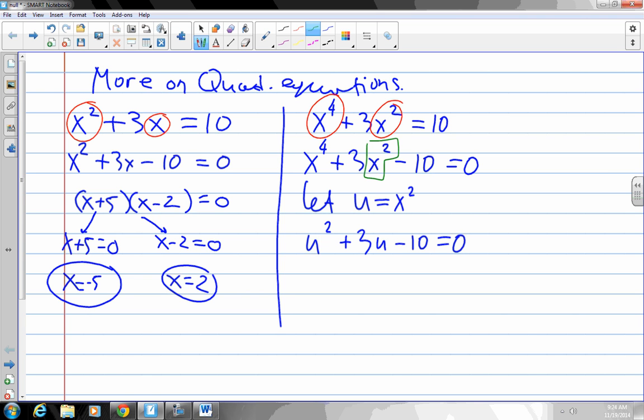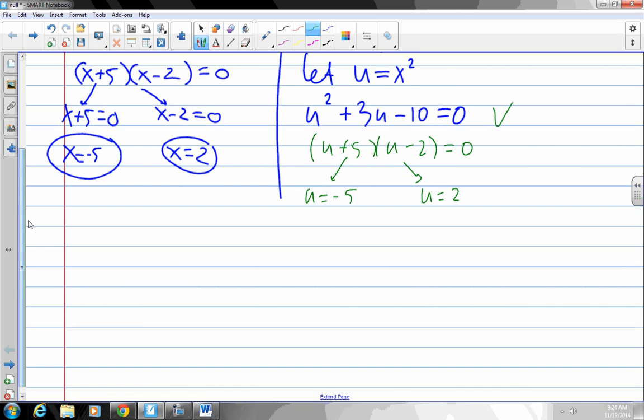So now this looks just like a traditional quadratic equation, right? This is a basic quadratic equation where u is the variable, and I know how to solve that, right? I can factor that. U plus 5, u minus 2 equals 0, and then I'll set both of those to 0. I'll get u equals negative 5, and u equals 2. So I'm solving an easier equation, right? This is a much easier equation than what I started with, for that newly introduced variable.